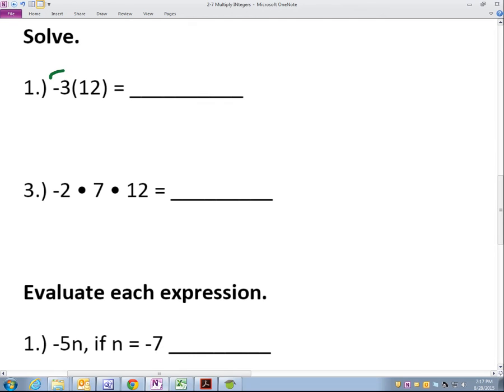We have one negative operation, just one of them, so we know that it's going to be odd. And the answer is? Negative 36. I'm going to circle that. That one, I don't need to see extra work. I expect you to know how to do negative 3 times 12 in your head.